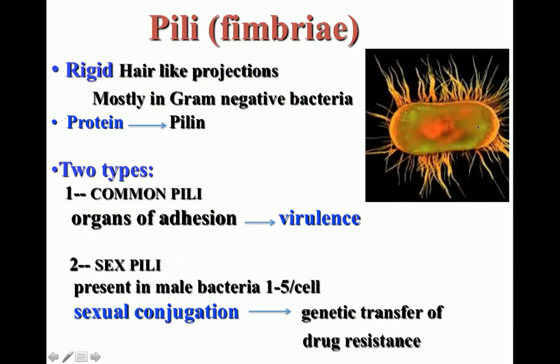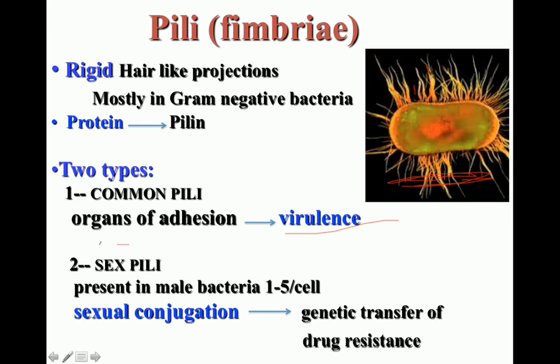Next are the pili or the fimbriae. Now, pili, as you can see in this picture, it is a very pretty picture showing you rigid hair-like projections coming out of the bacteria. They are seen all around the bacteria, and they are made of proteins which are known as pilin. Now, these pili are basically seen in gram-negative bacteria, and two types have been identified. One are called the common pili, which are responsible for attachment of this organism to the specific receptor sites. Once they get attached, they start multiplying and forming colonies, and they are then responsible for disease production or virulence of this organism.